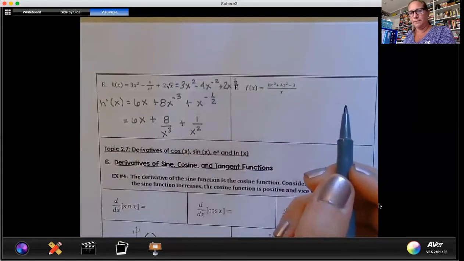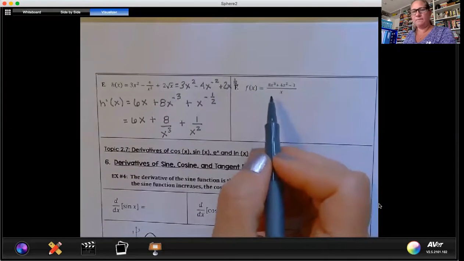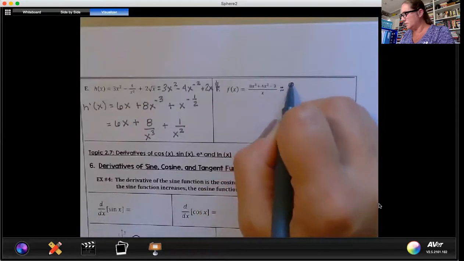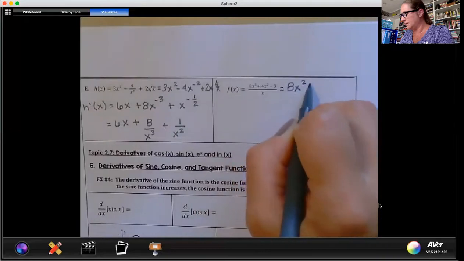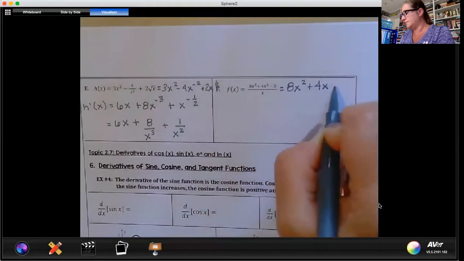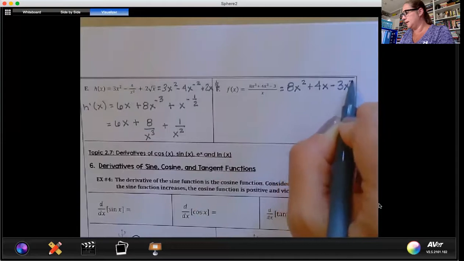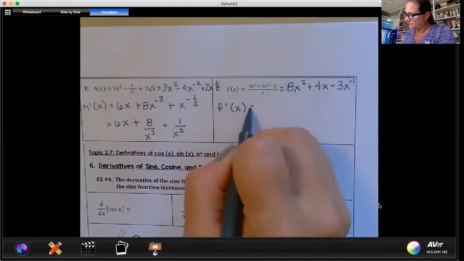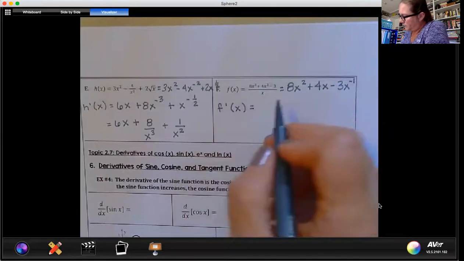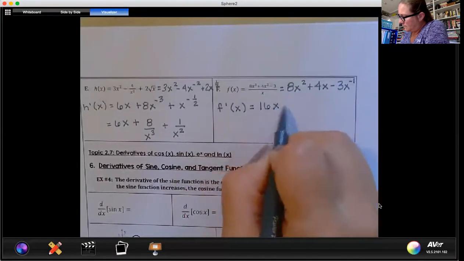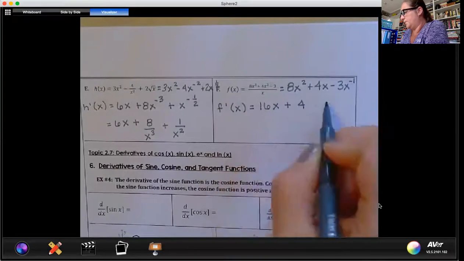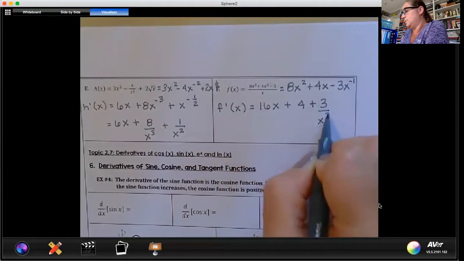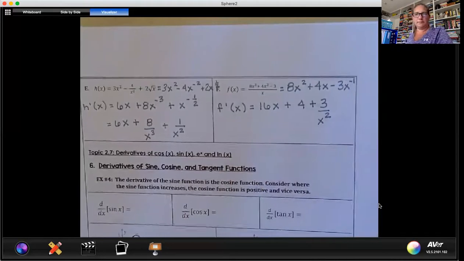Questions, make sure you mark them. Now, if you have a rational function, divide that x out first. So rewrite your function as 8x squared plus 4x minus 3x to the negative 1, and then find your derivative: 16x plus 4 plus 3x to the negative 2, which is 3 over x squared.